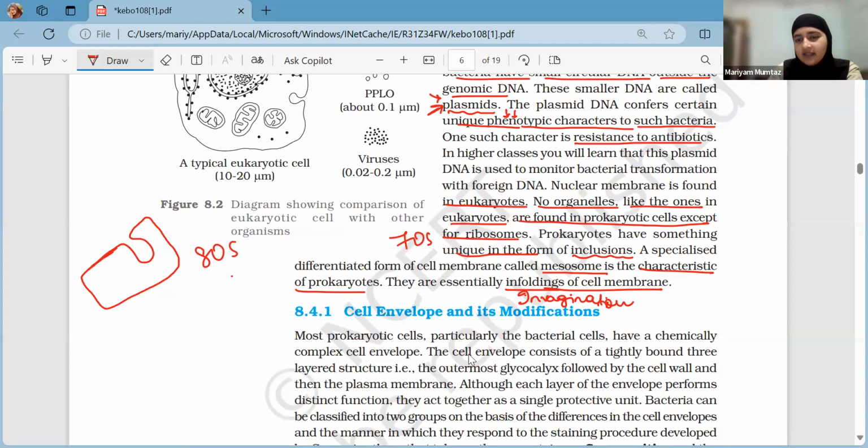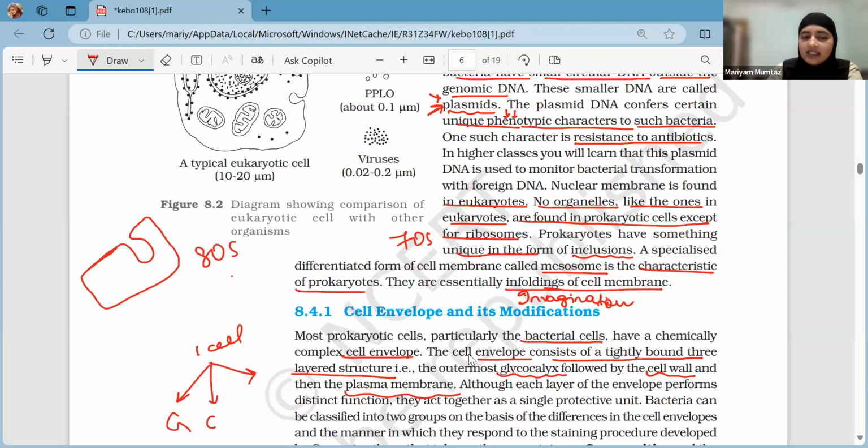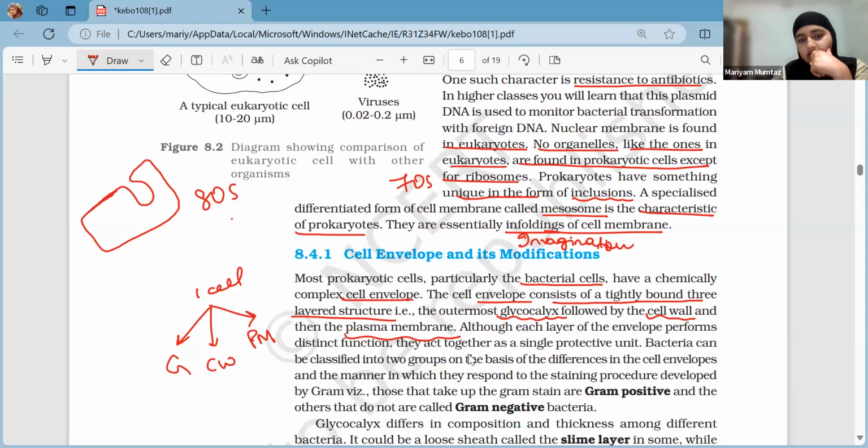So now, cell envelope and its modifications. Most prokaryotic cells, particularly the bacterial cells, have a chemically complex cell envelope. The cell envelope consists of a tightly bound 3-layered structure. So one cell envelope is made up of 3 layers. Let us see what those layers are. The outermost layer is glycocalyx, then there is the cell wall, and lastly the plasma membrane. These 3 layers together make up one cell envelope. Although each layer of the envelope performs a distinct function, they act together as a single protective unit.